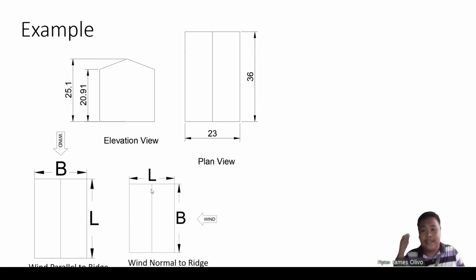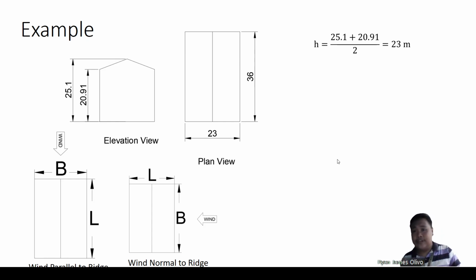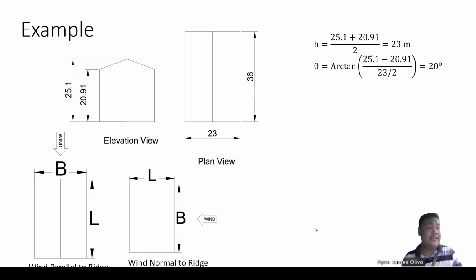So we have this one. So this is wind parallel to the ridge and wind normal to the ridge. So as you can see here, we have an h, or the mean roof height, that is just the mean between the eave and the ridge. That is 23. Then our theta, the angle between the slope of the roof and the horizontal length, is 20 degrees.